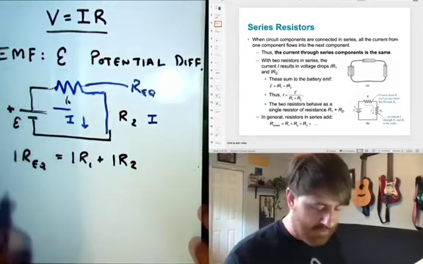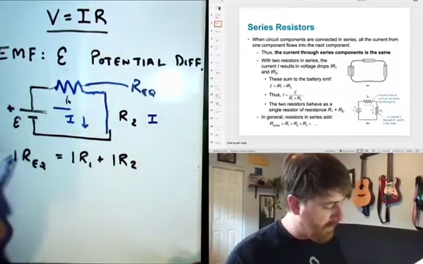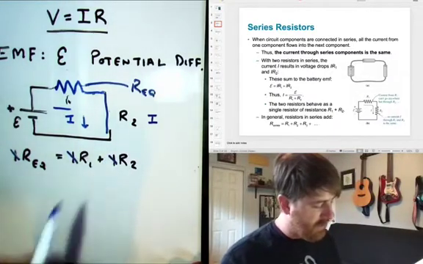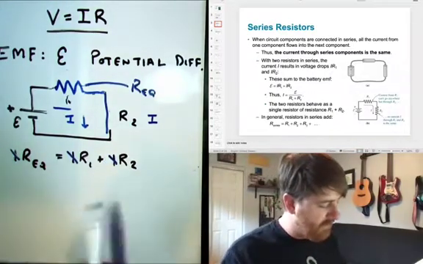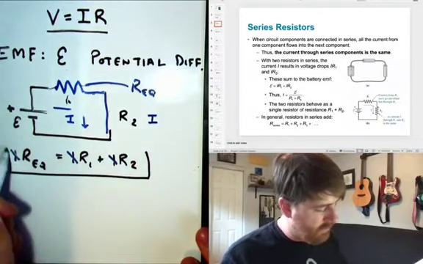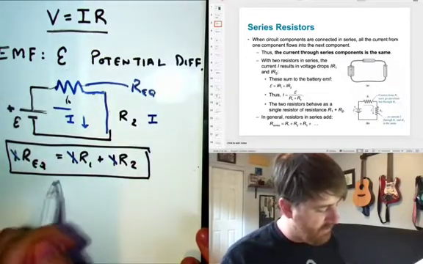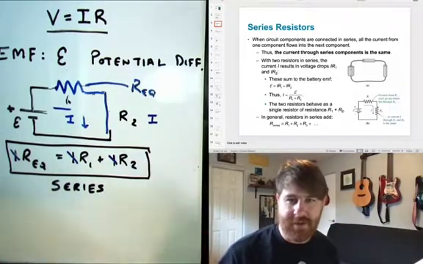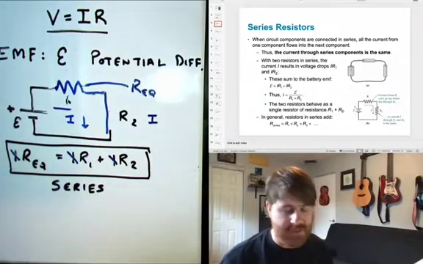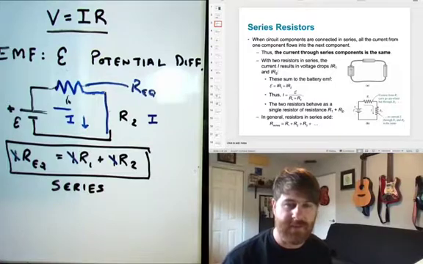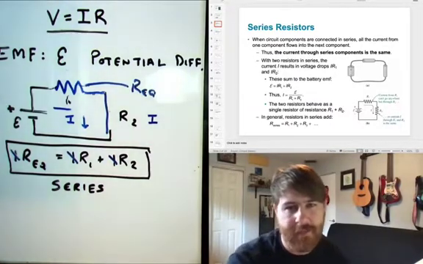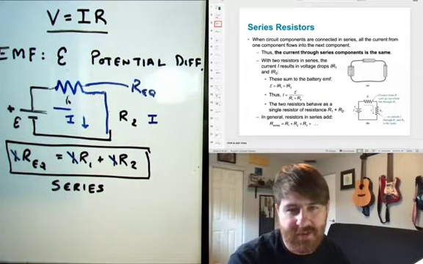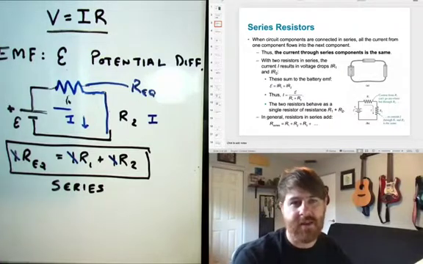Okay, and so since I know the current is the same through each of these, I can see that in series, the resistors just add. So no matter how many resistors I put, if I put them in a chain, one after the other, so that the current has nowhere to go except through the next resistor, then the total resistance will be equal to the sum of the individual resistors.